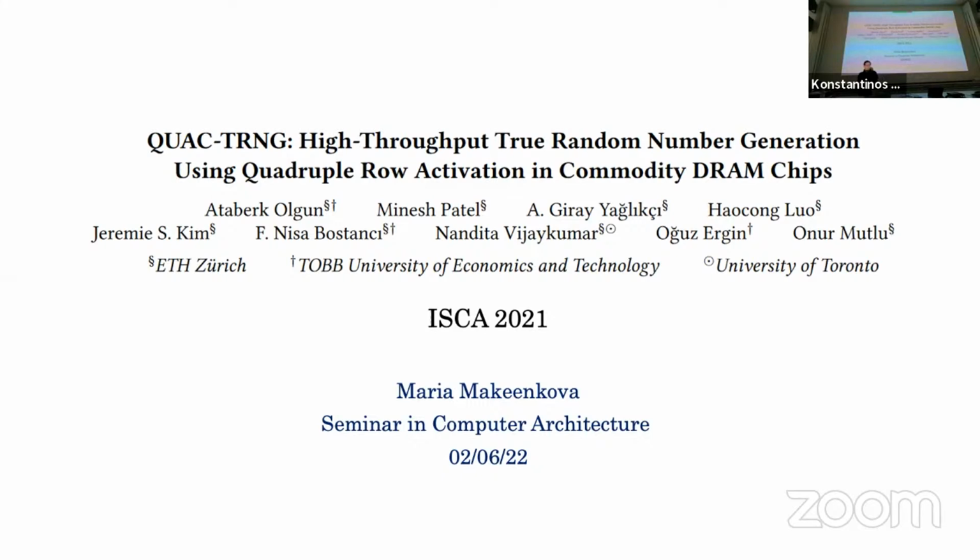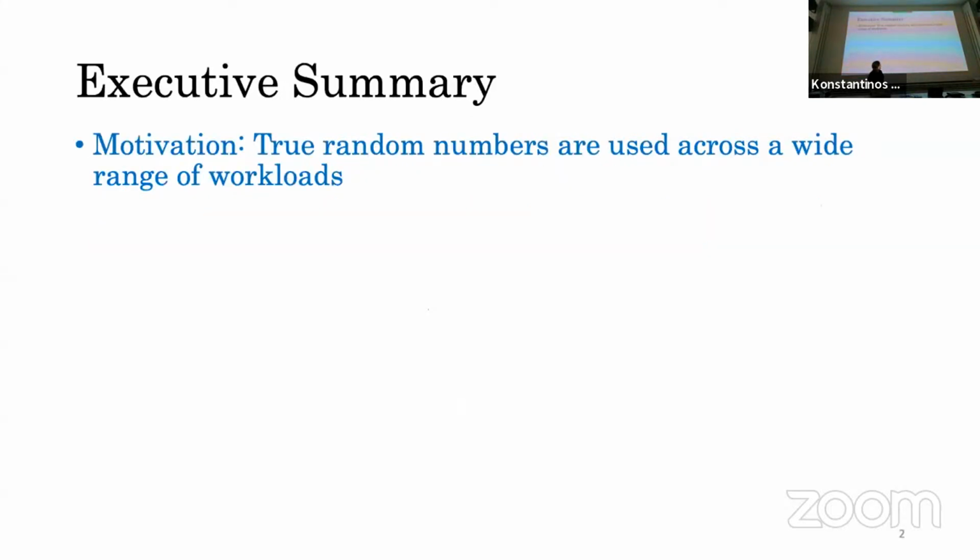As you just mentioned, I'm going to be talking about the QUAC-TRNG paper, which introduces a true random number generator that induces entropy in commodity DRAM chips using a process known as quadruple activation. Now, before we dive into that, I'd like to give you a quick executive summary of what is to come.